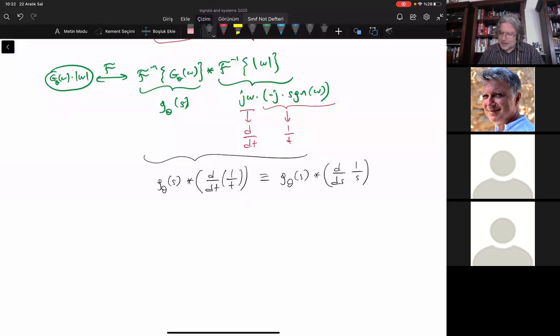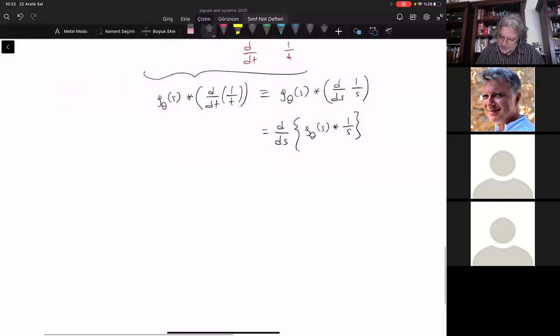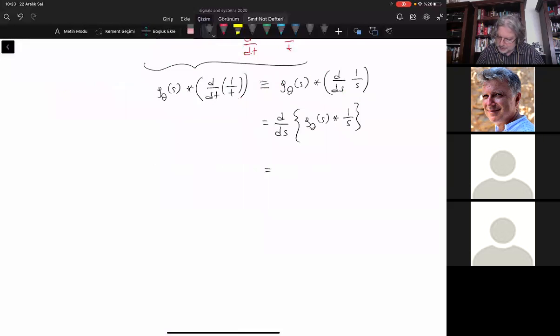And what is it equal to? I think it's better to take the derivative of g theta of s convolution with 1 over s. Since both the derivative and convolution are linear operators, they can be interchanged in their orders. And the convolution could be written as d by ds.